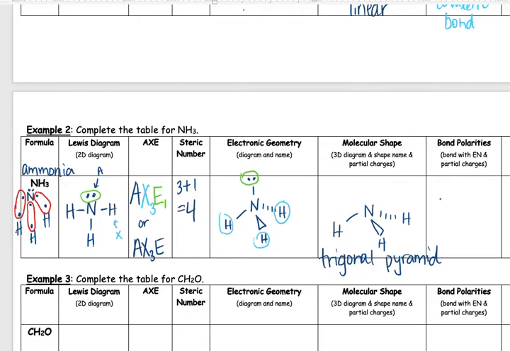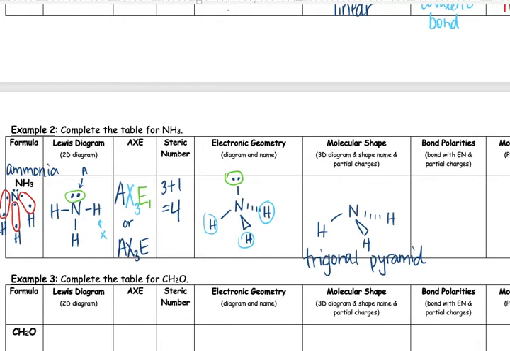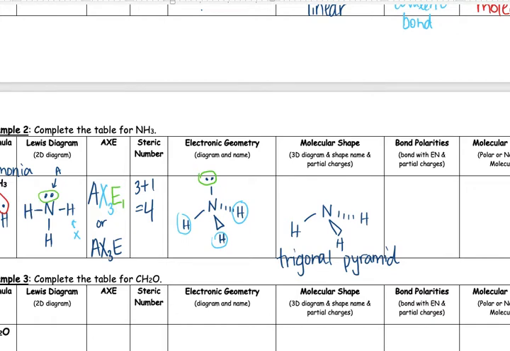And then from there, we'll look at the bond polarities. We'll look specifically at just the nitrogen-hydrogen bond here. We're going to look at the electronegativity values, so look on your periodic table. Nitrogen has an electronegativity value of 3, and hydrogen is 2.1. When you take the difference here, you're going to get 0.9 for your electronegativity difference.